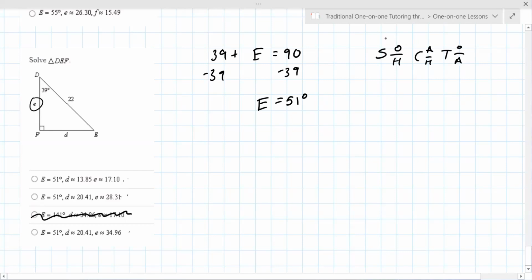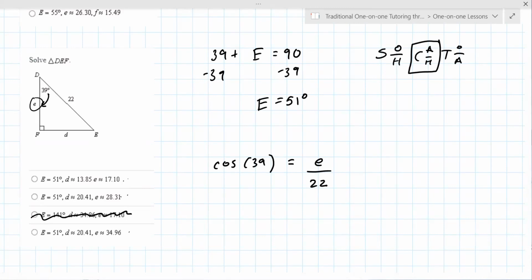So for example, the cosine of 39 degrees is the adjacent. The adjacent is E this time, the co, and then the hypotenuse is 22. So now to clear the 22, you multiply both sides by 22.